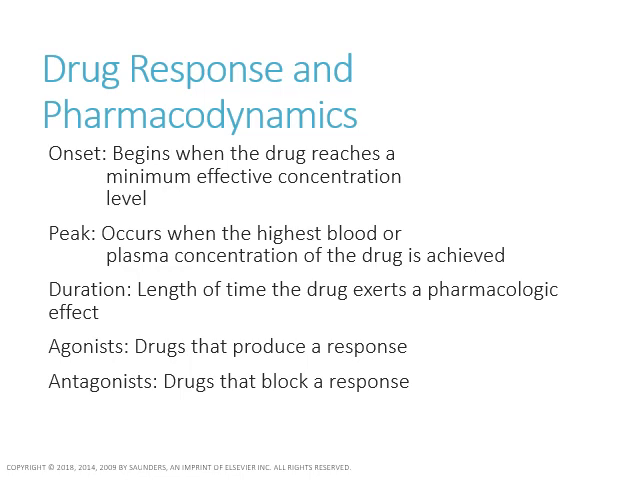Onset begins when the drug reaches the minimum effective concentration level. Peak occurs when the highest blood or plasma concentration of the drug is achieved. Duration is the length of time the drug exerts a pharmacologic effect. Drugs that produce a response are agonists, and drugs that block a response are antagonists.